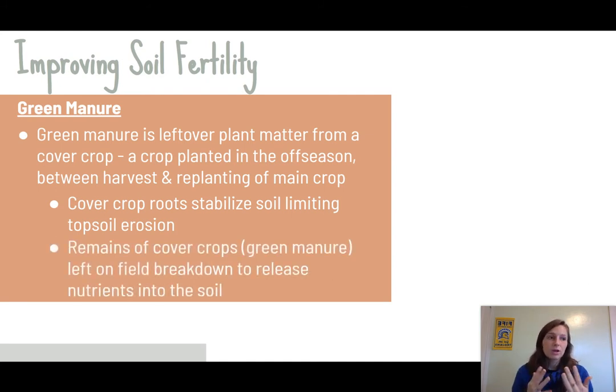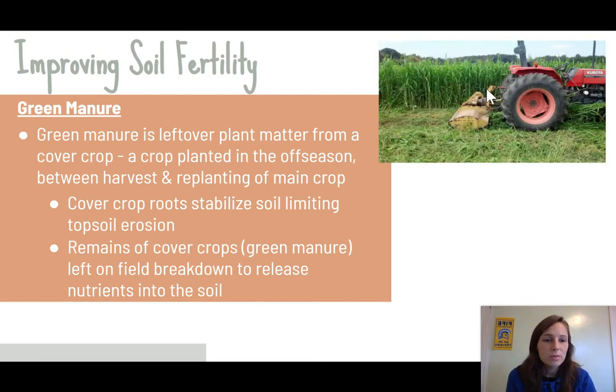And at the very end, when you're ready to go and plant new things, you can leave the remains of the cover crops, which is what's called the green manure, left on the field, and that organic matter is going to be able to break down and release nutrients into the soil. So this would be an example here. When you're all done with the corn, you've harvested it, you can actually leave it on the top there so that it's going to be able to break down and give those nutrients back into the soil.